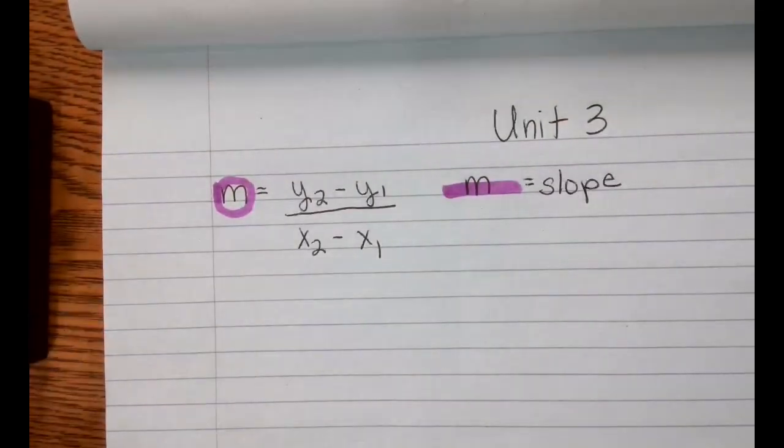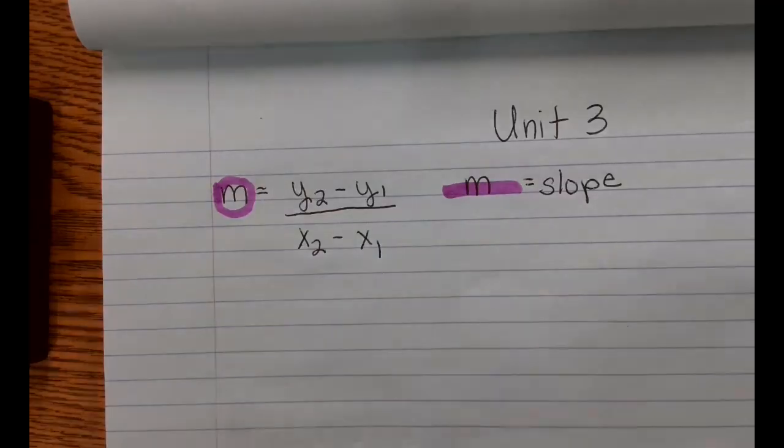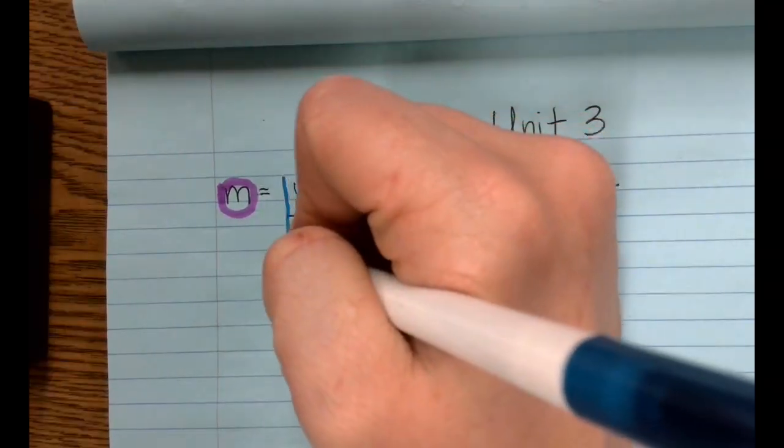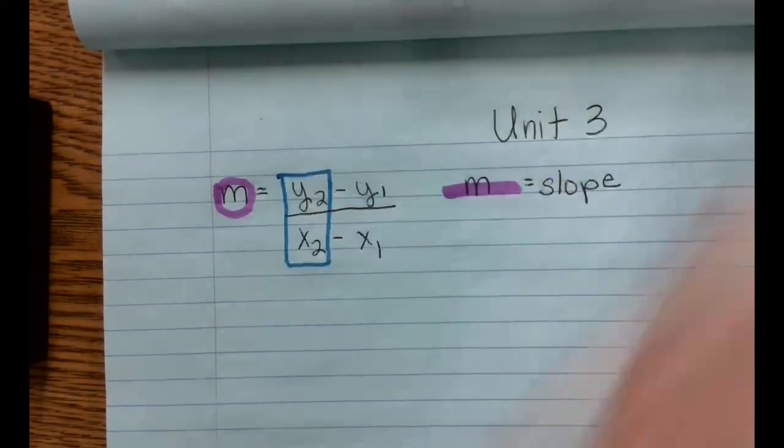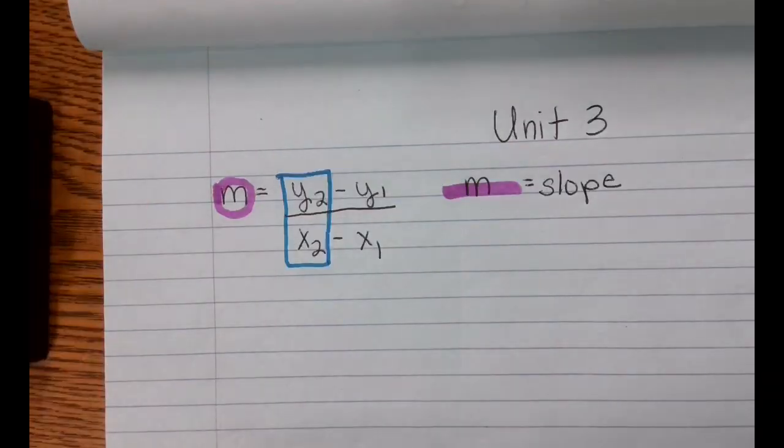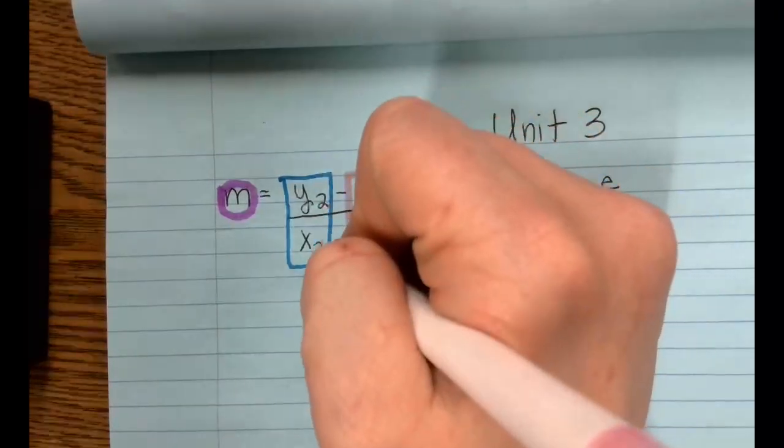Well, what about the rest of it? How do we know when to use it? What does the rest of it mean? Let's break it down. So the next thing I see is y2 and x2. These guys right here. And then I notice y1 and x1.